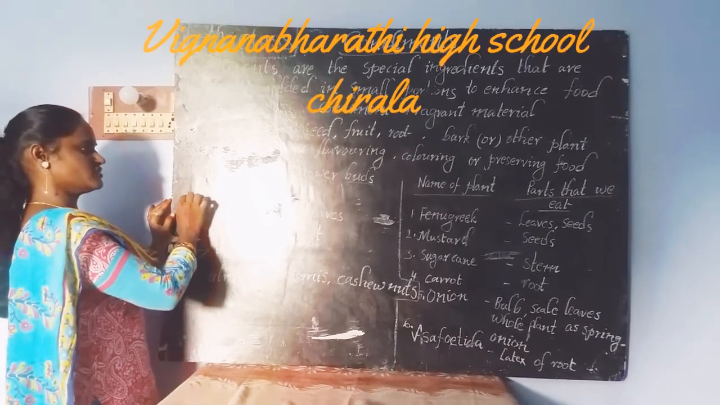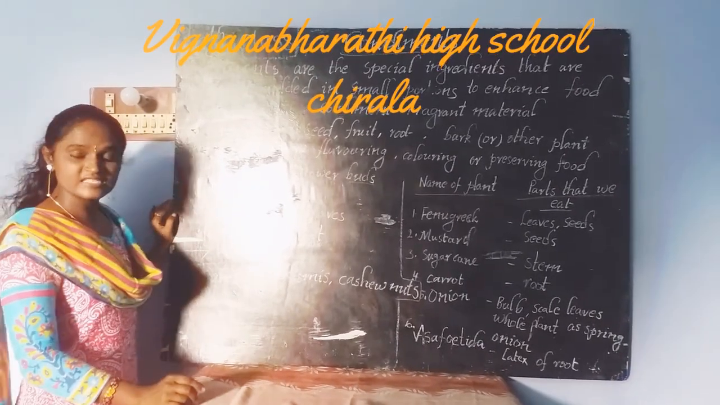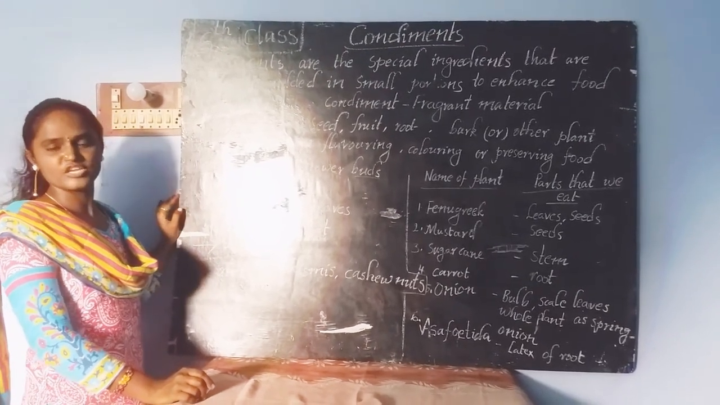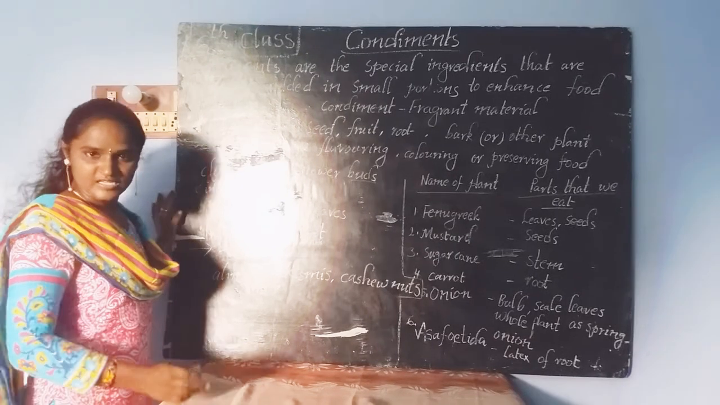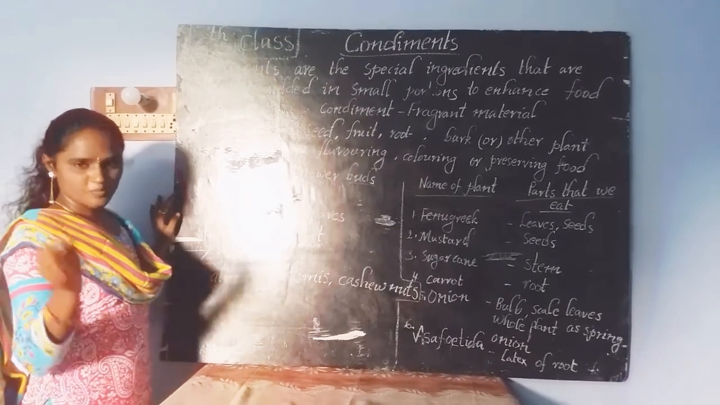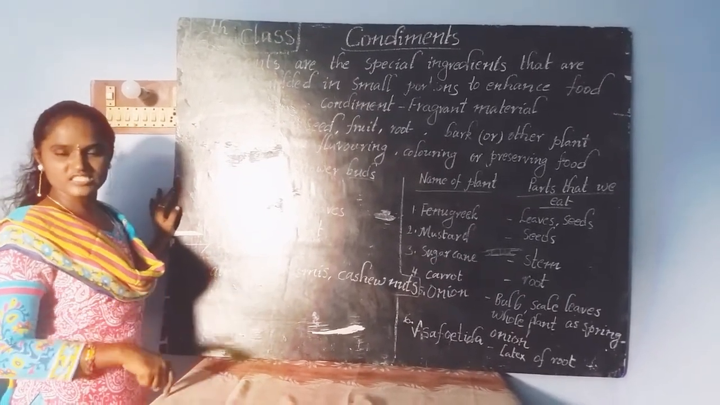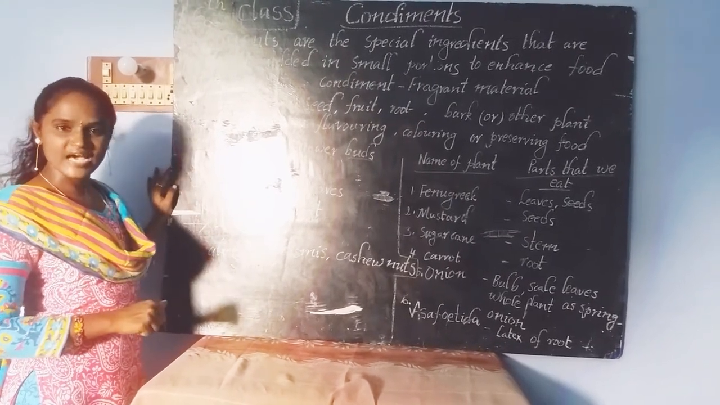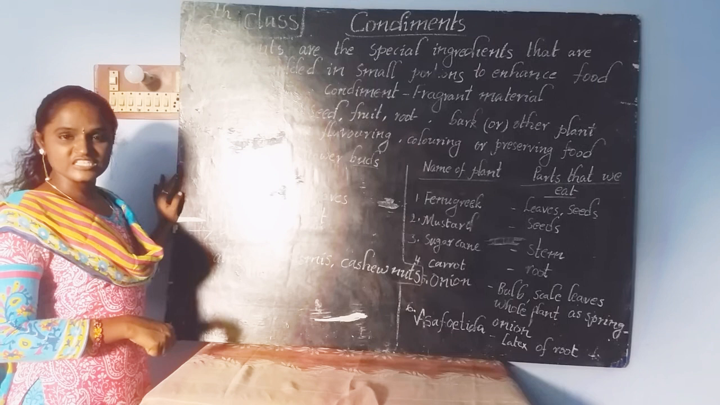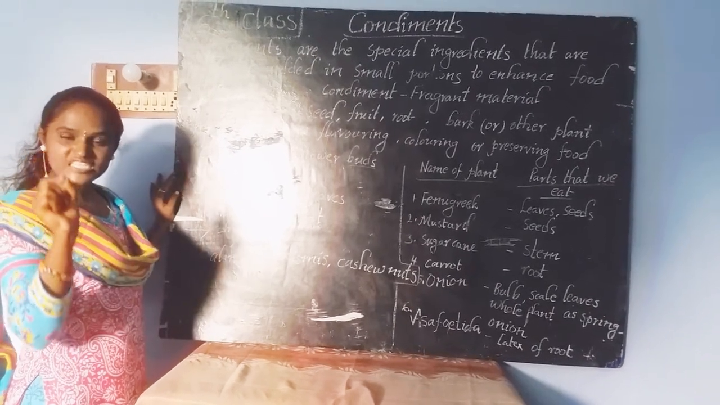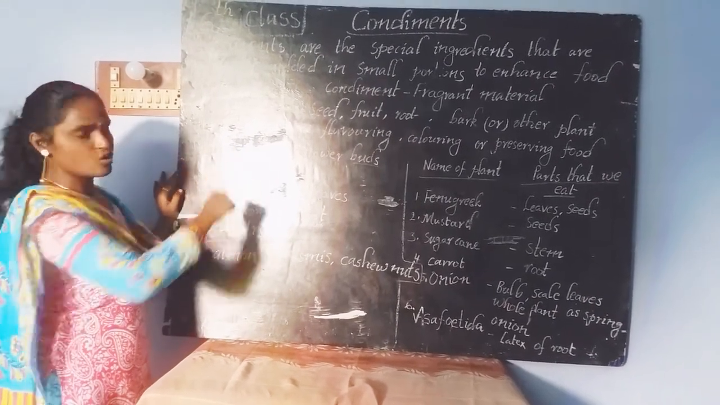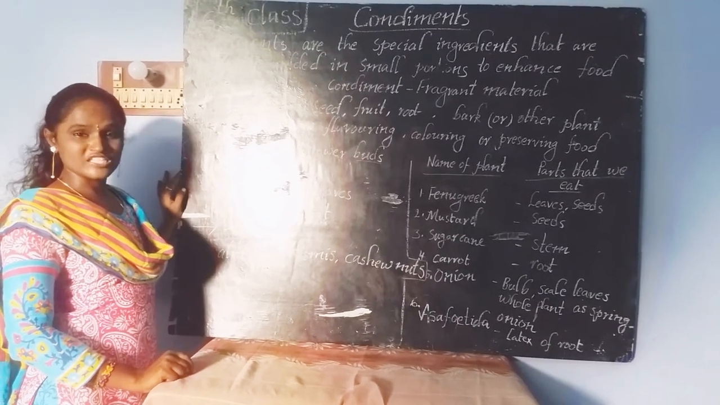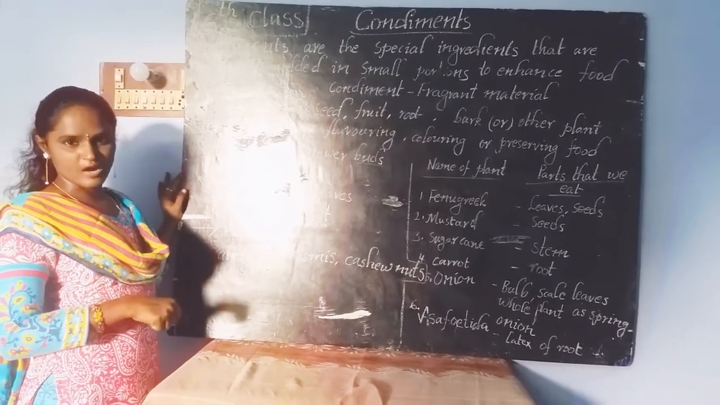Then move to the next one. Cinnamon. We people are well familiar with cinnamon. In Telugu we call it dalchini. What part of the plant are we using as cinnamon? The bark of the cinnamon plant. It is somewhat sweet in nature, but clove is not sweet in nature and we are unable to consume it directly through our mouth.